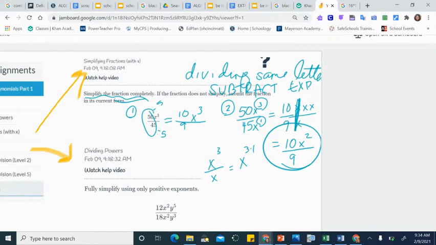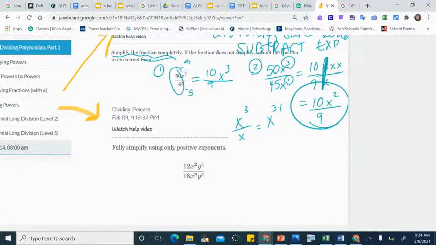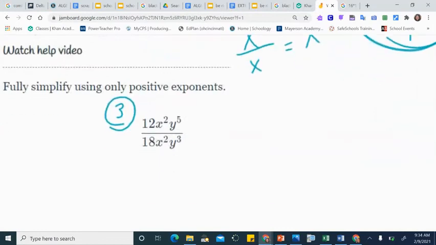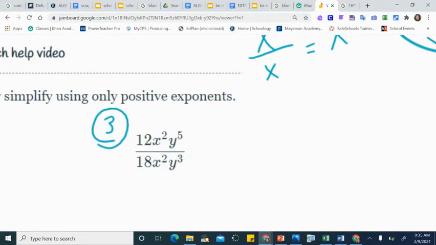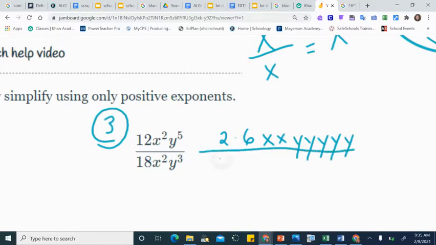Okay, so with that in mind, let's look at example number 3. One way to do this, if you have a hard time finding the common factors, we could just list them. 12 is 2 times 6, and then we have x times x and y times y. There's 5 of them, 1, 2, 3, 4, 5, divided by 2 times 9. That's one way to do it and see if it helps.